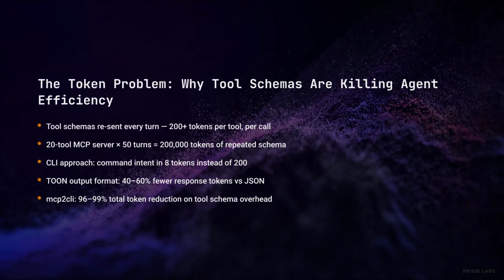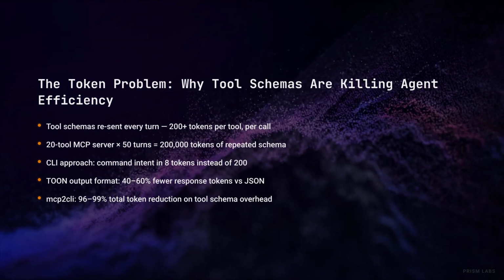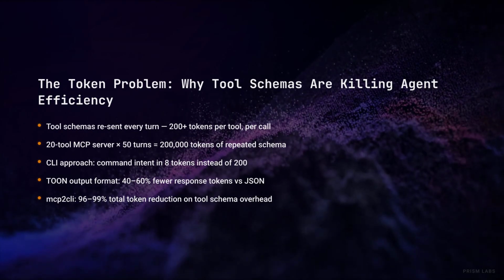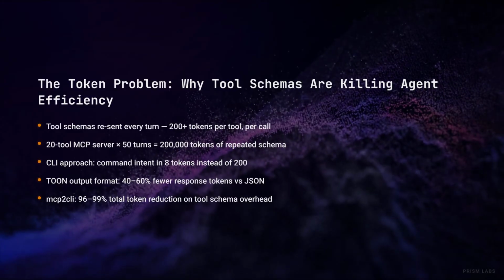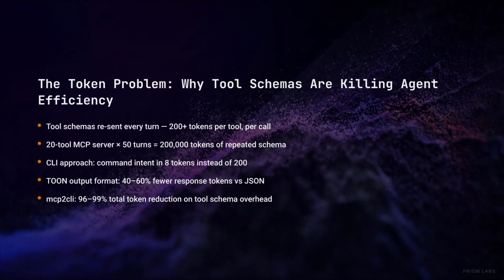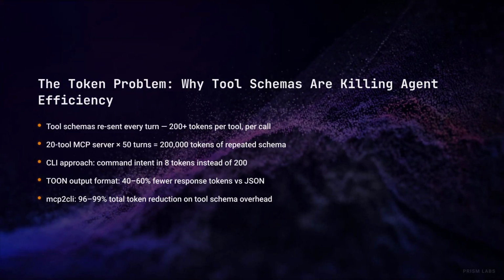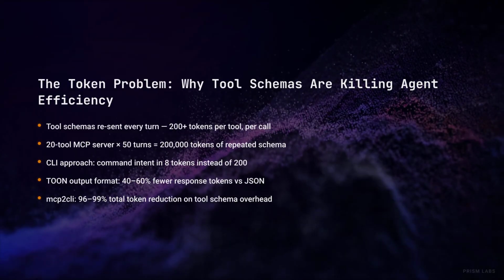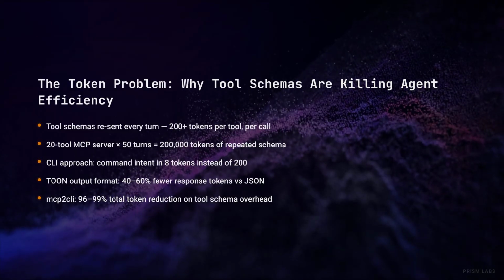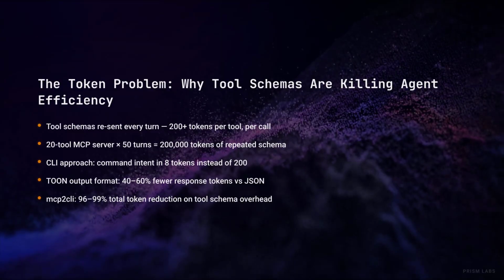If you have a 20-tool MCP server, and each tool schema is 200 tokens, that's 4,000 tokens of schema overhead on every call. In a 50-turn agentic session, that's 200,000 tokens spent redescribing the same tools over and over. The model already read the schemas on turn 1. It doesn't need them again on turn 47.